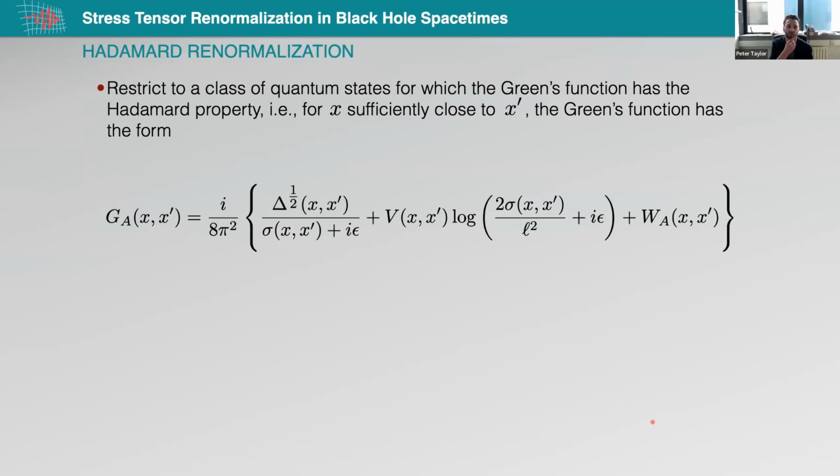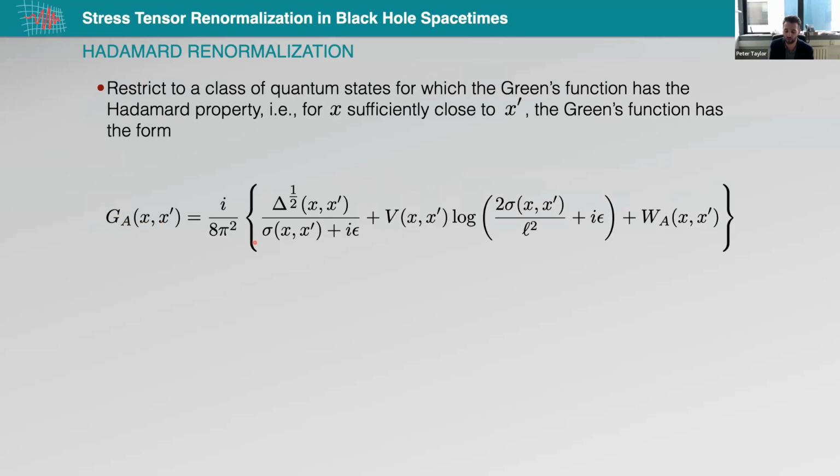So the idea is you restrict to a class of quantum states for which the Green's function has the so-called Hadamard property, which is this idea that for x sufficiently close to x prime, the Green's function has this universal form. Okay, so I'm labeling the Green's function by this subscript a here, which is a reference to the fact that it depends on the quantum state I'm interested in.